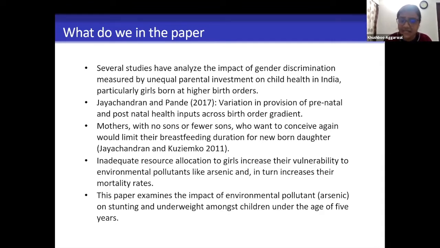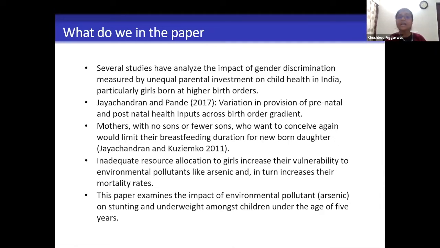For instance, a study by Jayachandran and Pandey in 2017 examines the variation in provision of prenatal and postnatal health inputs across birth order gradients. Their findings suggest that during pregnancy, parents tend to give a greater amount of prenatal inputs to the pregnant woman, but after the delivery of the child, especially if the child is female, there seems to be a reverse pattern in the allocation of postnatal health inputs, such as a lower duration of breastfeeding and lower access to services like vaccination, etc.